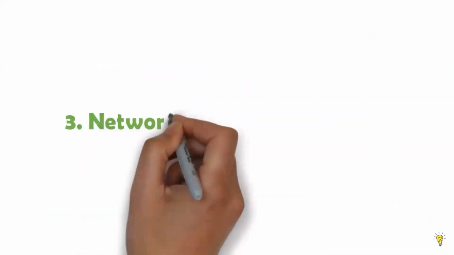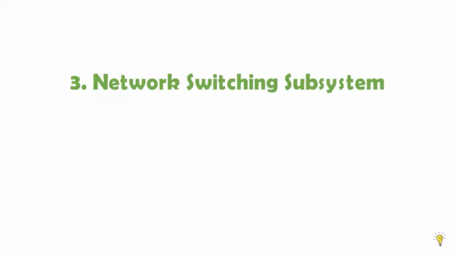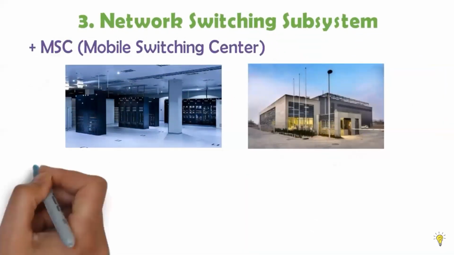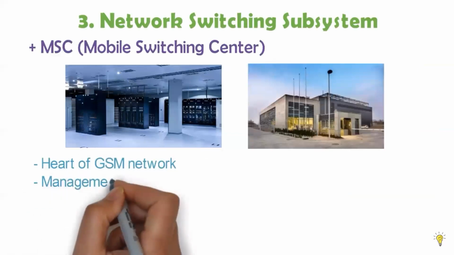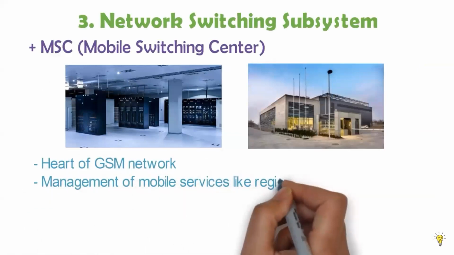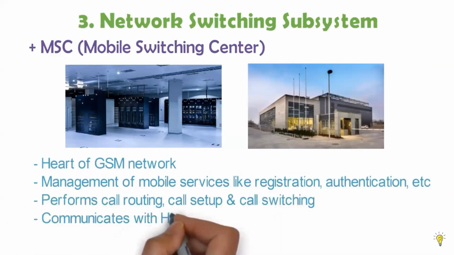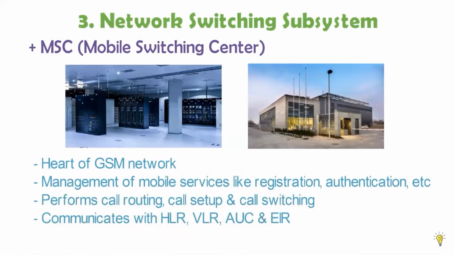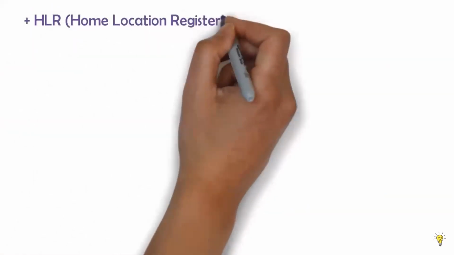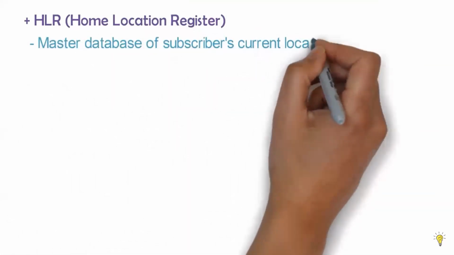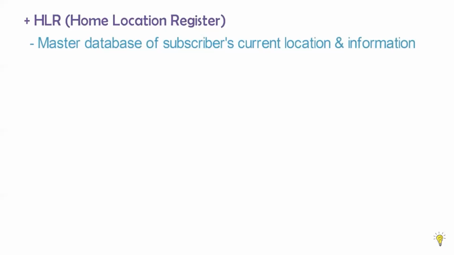The third subsystem is a network switching subsystem, and it has 5 components. The main element is a mobile switching center. It is the heart of GSM. It manages mobile services like registration, authentication, etc., and performs call routing, call setup, and call switching. It communicates with other NSS components like HLR, VLR, etc. The second element is a home location register. It is the central master database of subscribers, IMSI, current location, and information.